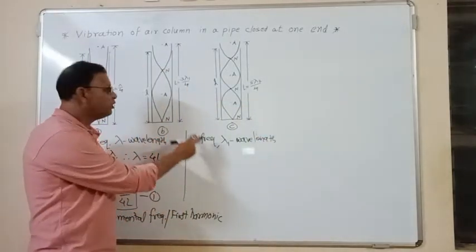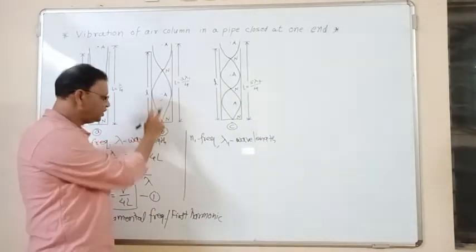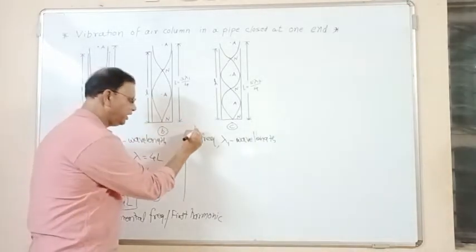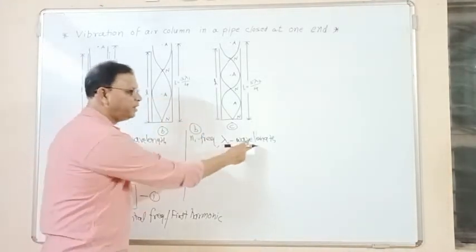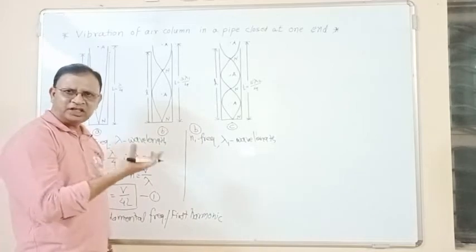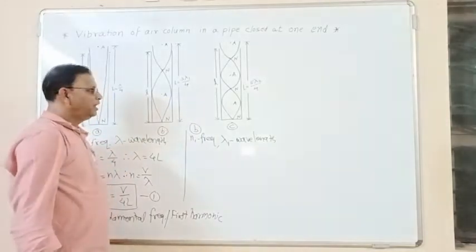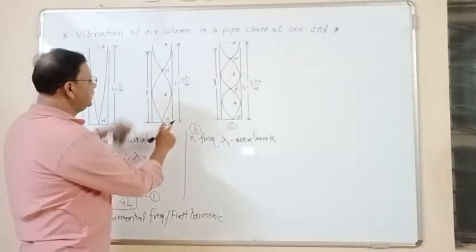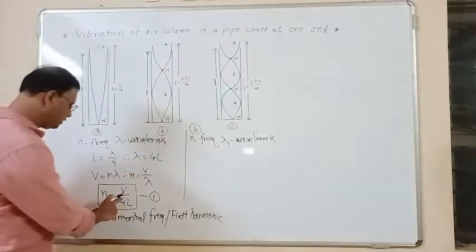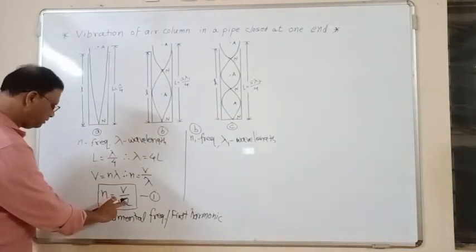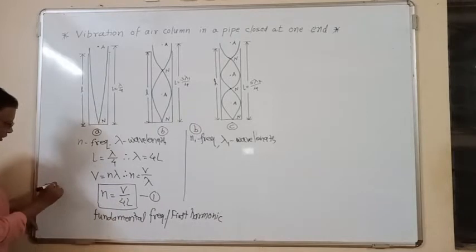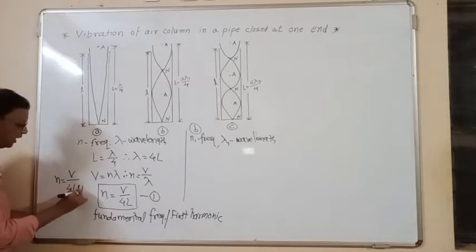N1 is the frequency of vibration in the mode which is shown in figure B. Here I can write B, and λ1 is the wavelength because the wavelength is changed here. Okay, now look here, the correct vibrating length. Here we can also write in terms of end correction, we can write N is equal to V divided by 4 into small l plus e.